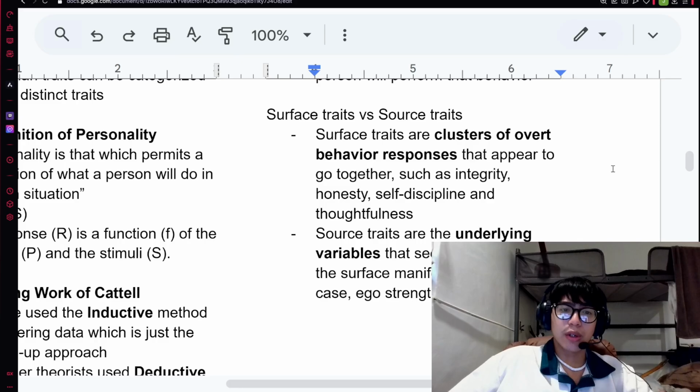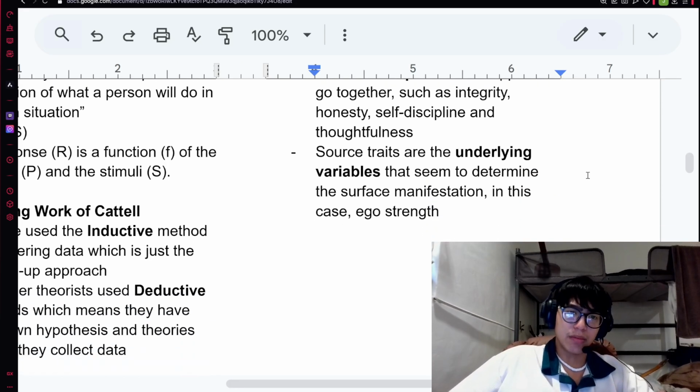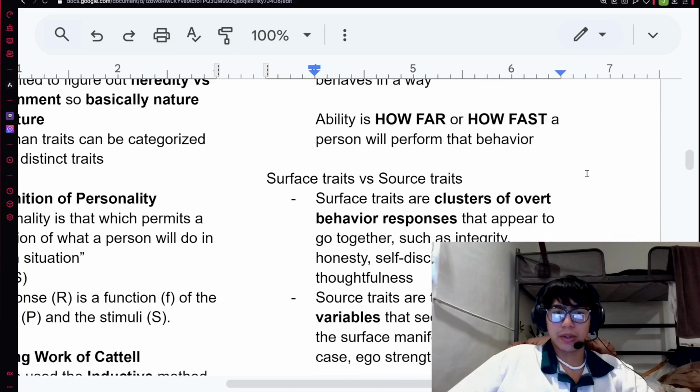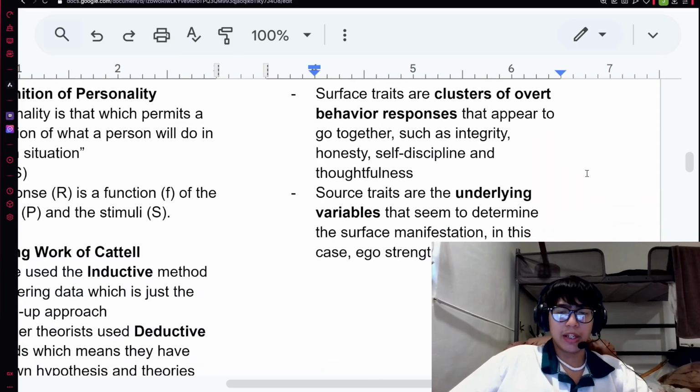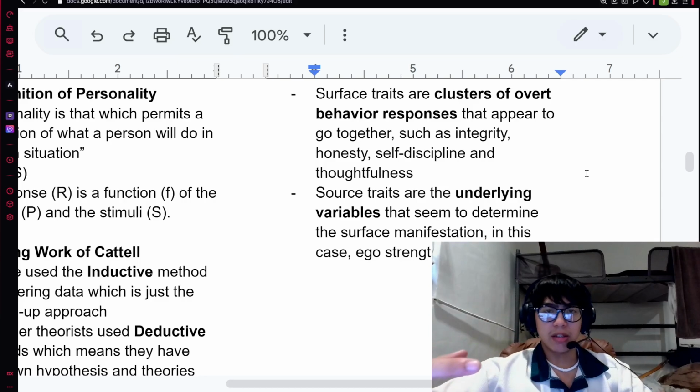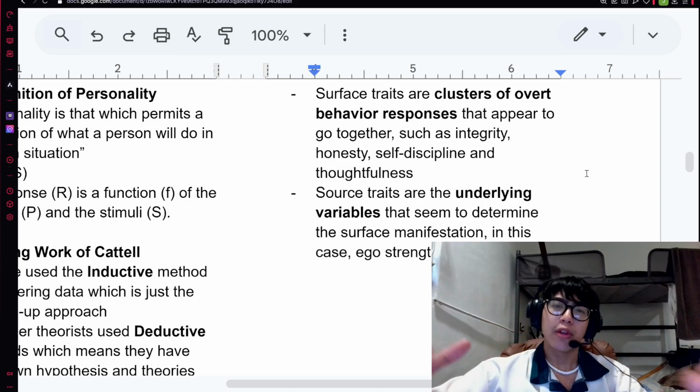Surface traits are clusters of overt behavior responses that appear to go together, such as integrity, honesty, self-discipline, and thoughtfulness. Now, source traits are underlying variables that seem to determine surface manifestation, in this case, ego strength. So in this example, it's talking about how your surface traits may be to be in integrity, honesty, show self-discipline, show thoughtfulness. That's your surface traits, meaning you're showing that outside. You're letting it be seen by other people.